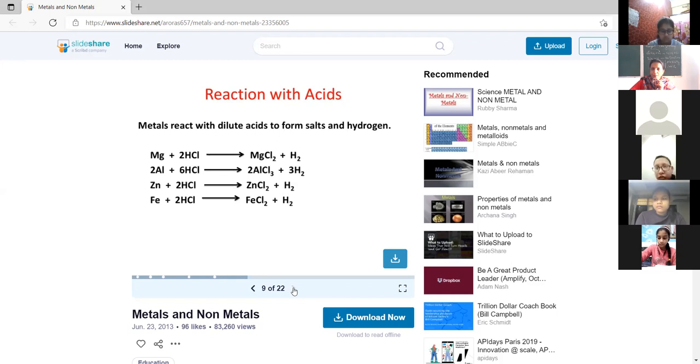Next, acids. So how do metals react with dilute acids? It forms salt and hydrogen gas is released. So the reaction is in front of you. Here we have taken hydrochloric acid. Metals reacting with hydrochloric acid give magnesium chloride, aluminium chloride, zinc chloride, and ferrous chloride. And in each case the hydrogen is released. So metal salts are formed and hydrogen gas is released.